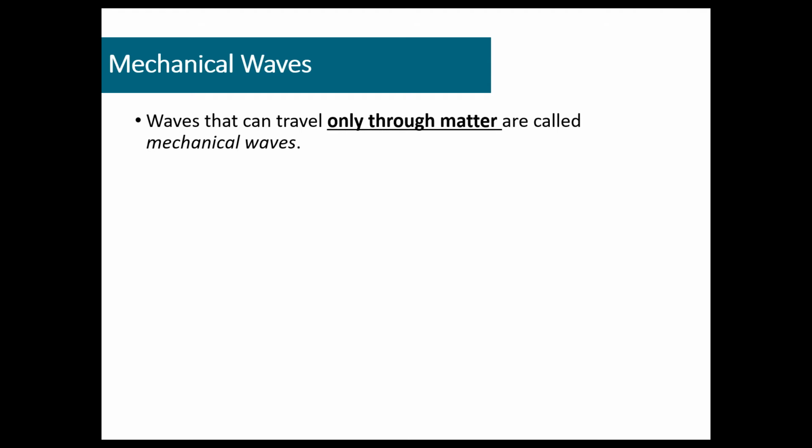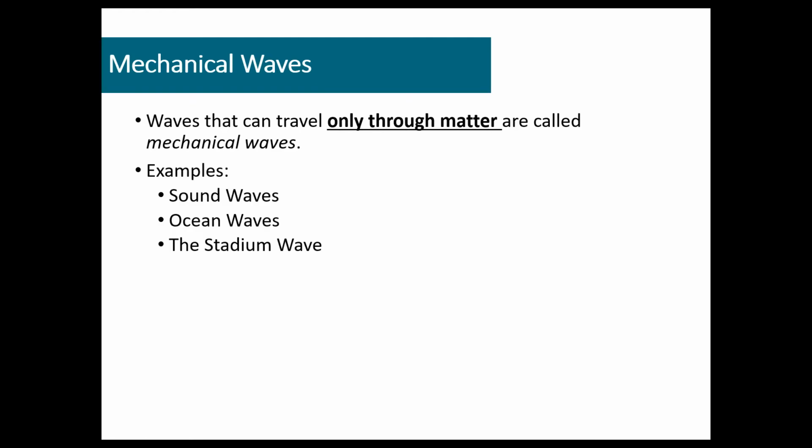These are waves that can travel only through matter. So mechanical waves have to have a medium to travel through. That could be a solid, a liquid, or a gas, but it has to have a medium through which to travel. So some examples of mechanical waves are sound waves. So right now you can hear my voice because sound waves are moving to your ear.